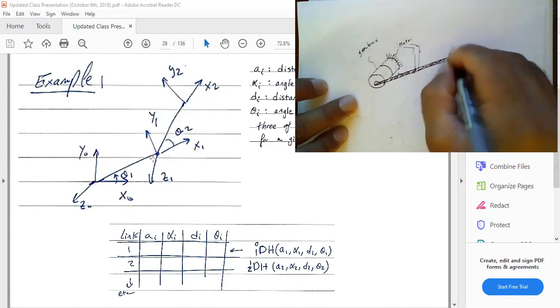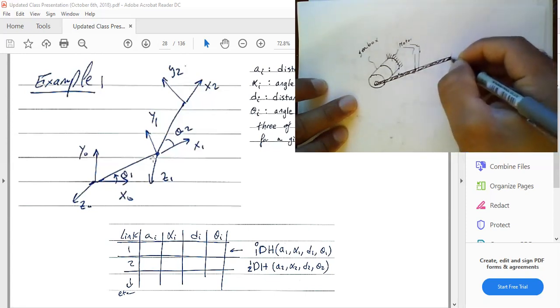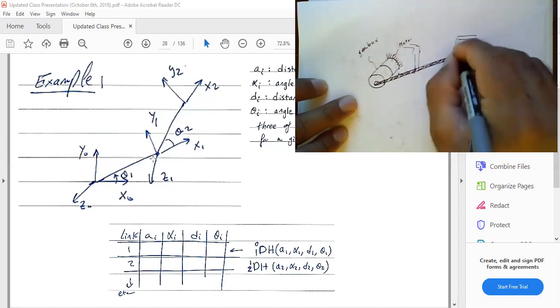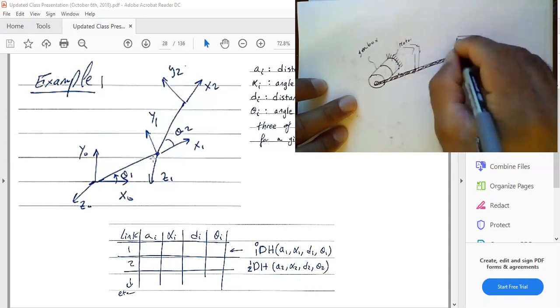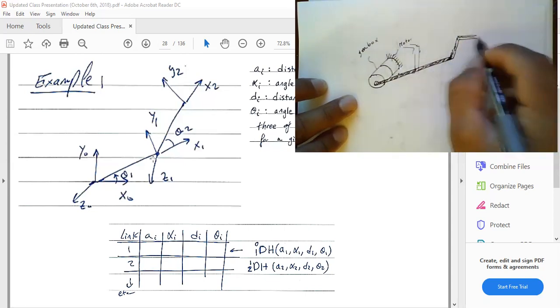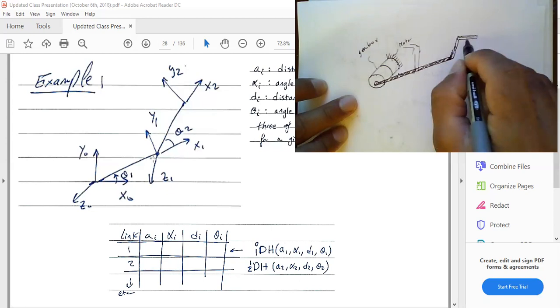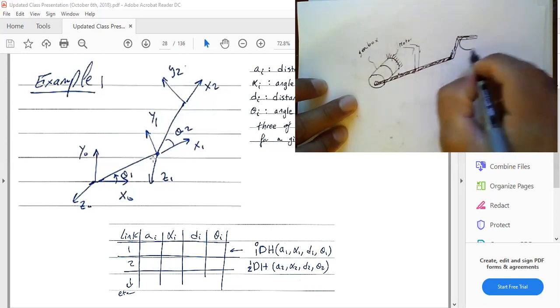So let's say we made a bracket on this link, and that bracket looks like that. In very layman's terms, it looks like that. And I came in and attached another motor here on this bracket, right? So that motor is going to look like this.